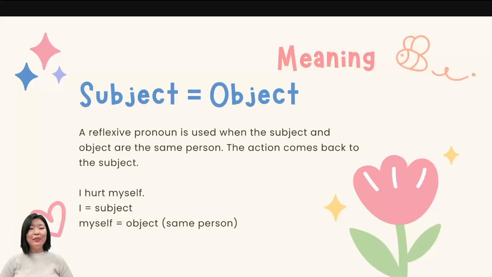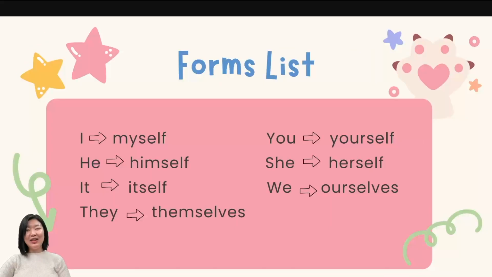For example, I hurt myself. So I is the subject and myself is the object. But I and myself are the same person. So let's take a look at the forms list. I, myself; you, yourself; he, himself; she, herself; it, itself; we, ourselves; they, themselves.